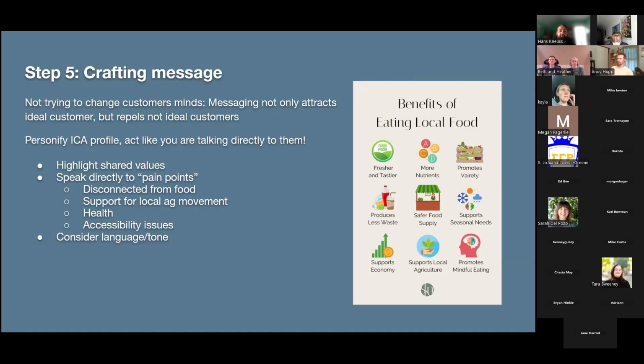And then consider your language and tone. That's going to change depending on the channels that you're focusing on. But don't be too high level, don't use too much jargon and things like that, but also don't be too conversational either. You want to make sure you're still being professional as well.